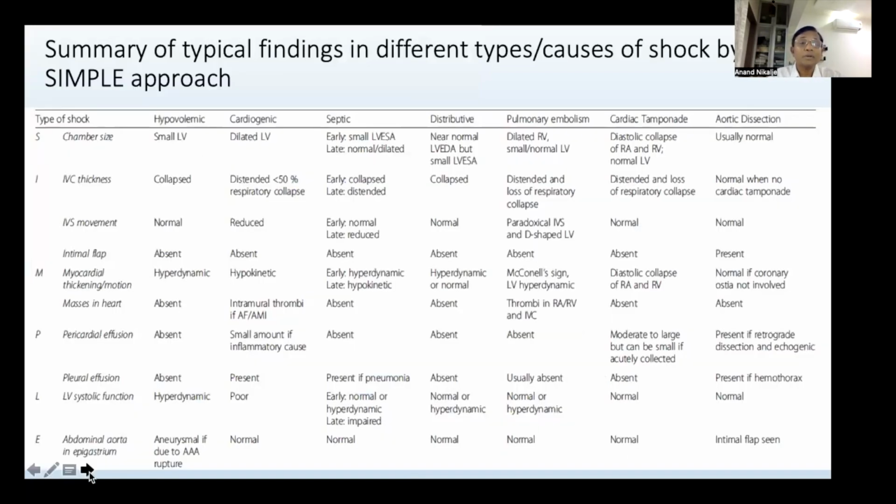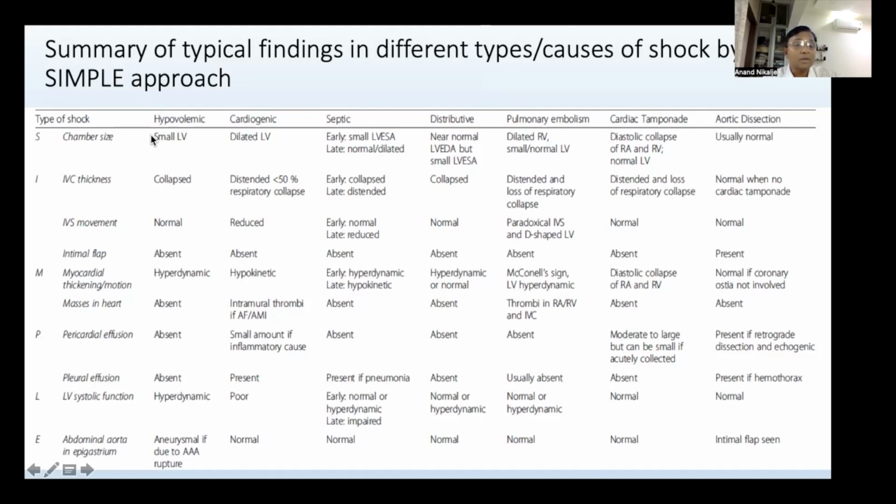If you look at the summary of typical findings in different types and causes of shock by the SIMPLE approach, if you want to diagnose hypovolemic shock, the LV chamber size is small and the IVC is collapsed. Then sometimes you may find an aneurysm of the abdominal aorta, which is ruptured. If these are present, you can diagnose a cause of shock. Even if the patient's heart is dilated, the IVC is not collapsible, less than 50%, IVS movement has reduced, and the myocardium is hypokinetic, you can diagnose cardiogenic shock.